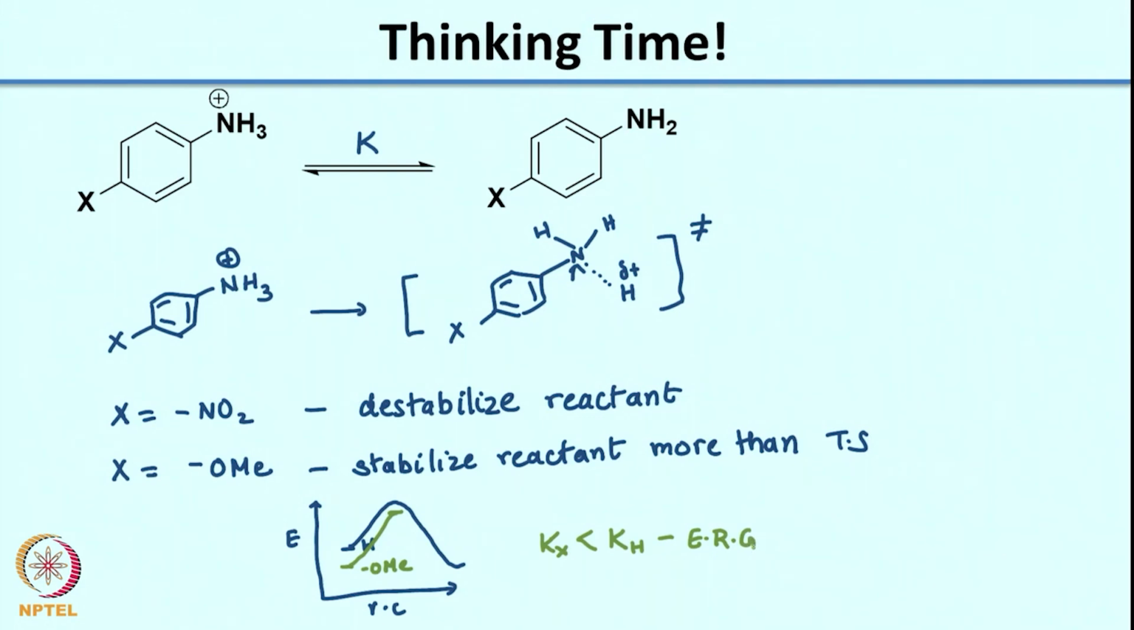Whereas for an electron withdrawing group, since the reactant is destabilized, let us look at this case where this is NO2. Because the reactant is destabilized, its energy has increased, and the corresponding increase in transition state energy is not as much. So now you have a decrease in activation energy. So you will have Kx actually greater than Kh when you have an electron withdrawing group.